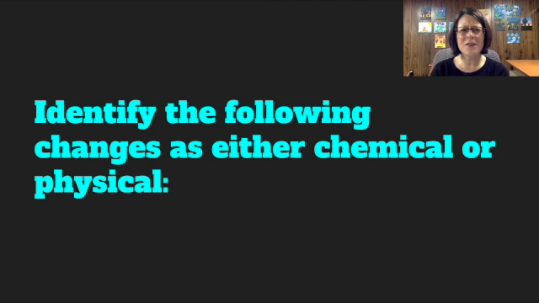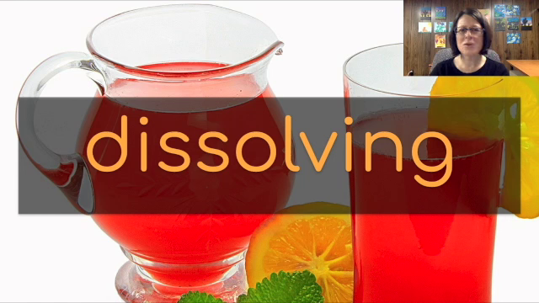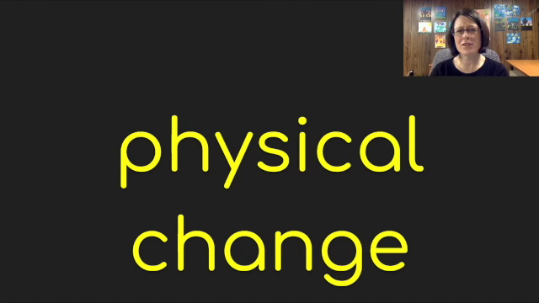Now, let's identify the following changes as either chemical or physical. So this is a little bit of review. So dissolving, when we dissolve a substance, is that a chemical or a physical change? Do we end up with something new or do we still have what we started with? It is a physical change because when we dissolve something, let's say we're dissolving sugar in water like in that drink. When we dissolve sugar in the water, we still have sugar in water. We just have sugar water.